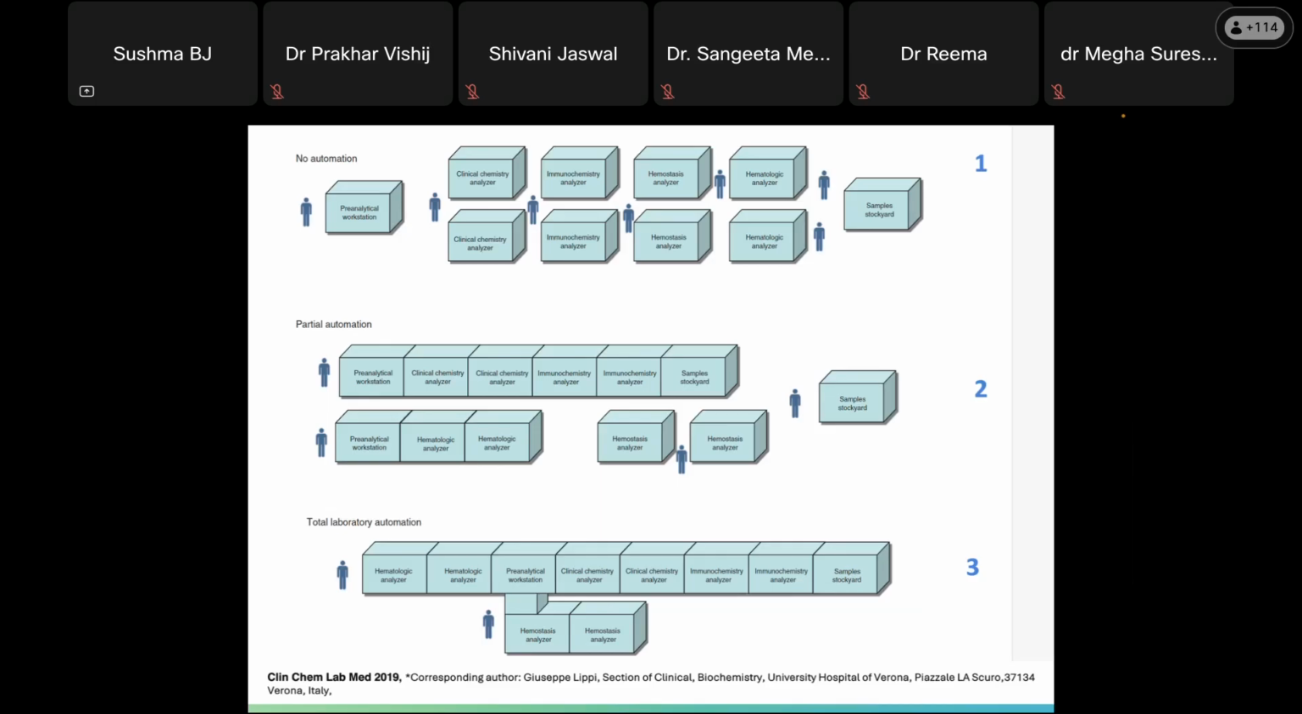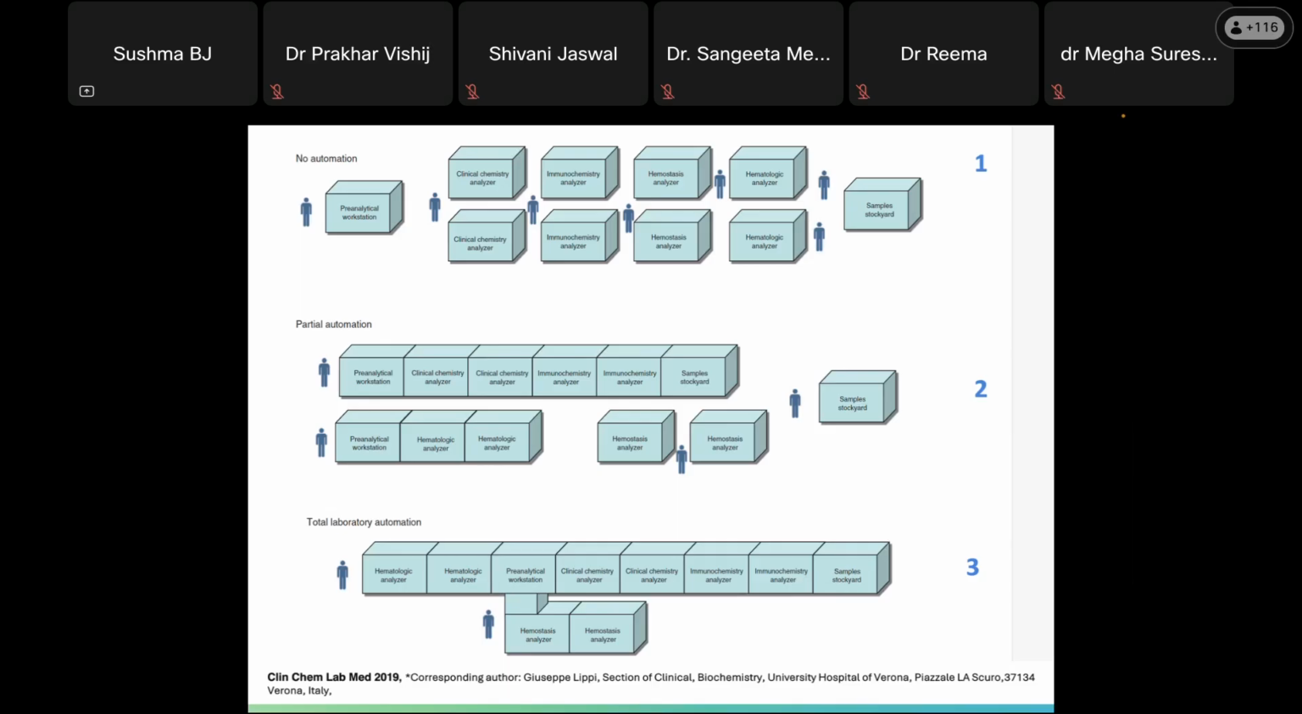And when you look at the image depicted as 2, it's a partial automation where you can see that some of the machines are integrated, like the pre-analytical workstation integrated with clinical chemistry, immunochemistry and the sample stockyard.